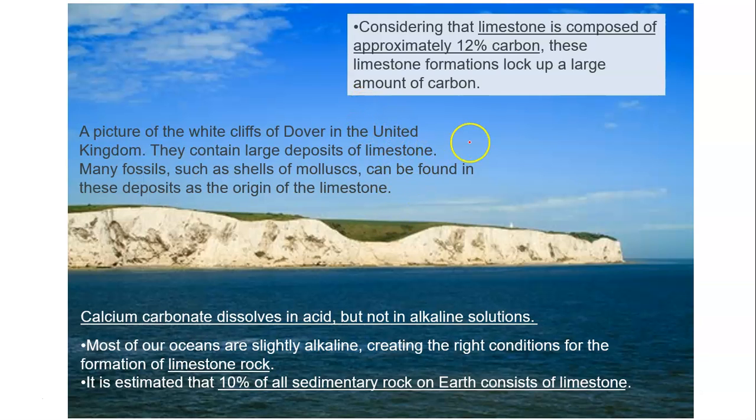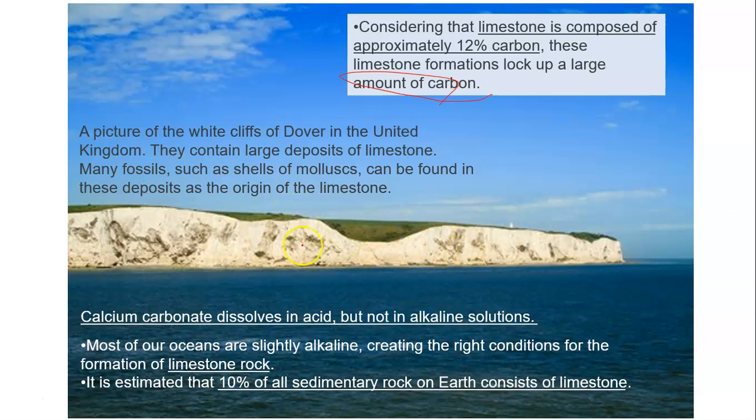Considering that limestone is composed of approximately 12% carbon, these limestone formations lock up a large amount of carbon. Okay, and this picture is of the White Cliffs of Dover in the United Kingdom. It contains large deposits of limestone. Many fossils, such as shells of mollusks, can be found in this deposit as the origin of the limestone.